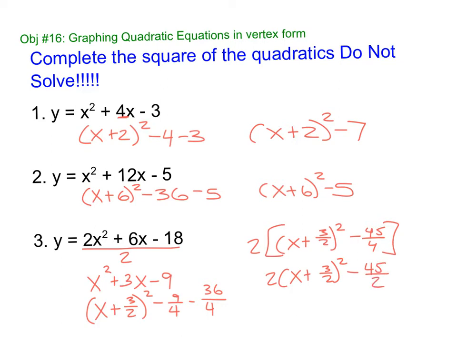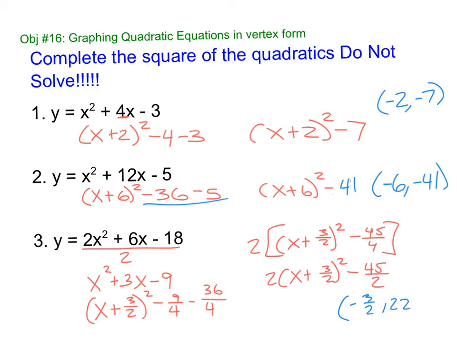Okay, so now look back at that previous slide. What was the vertex of number 1? It was negative 2, negative 7. What was the vertex of number 2? Uh-oh, I have a mistake here. It was negative 6, negative 41, because I can't add together. Negative 36 and negative 5 is negative 41. Just kidding. So it's a 41. Alright. And then the last one was negative 3 over 2, negative 22.5.